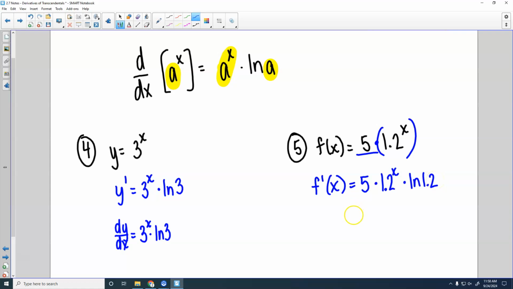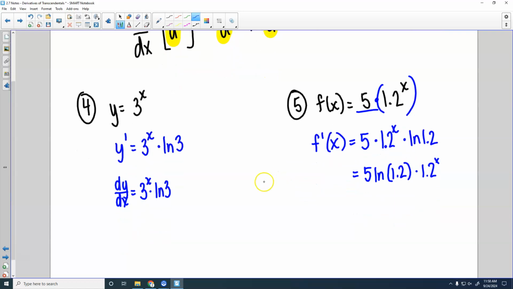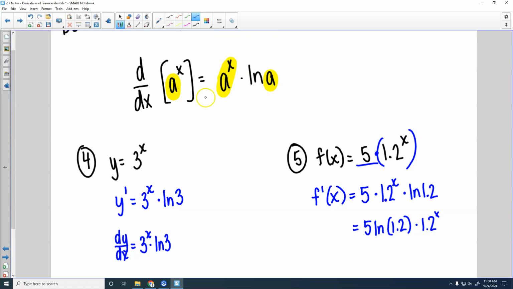You might see them rearrange this a little bit. They might do something like 5 natural log of 1.2 times 1.2 to the x, but it's pretty much going to stay more or less the same for that. Now, these types of problems we don't actually see a lot in what we're asked to do. What we see a lot more is being asked to take the derivative of e to the x.